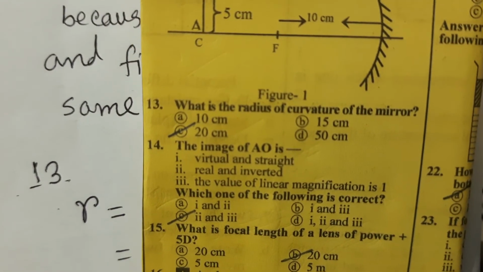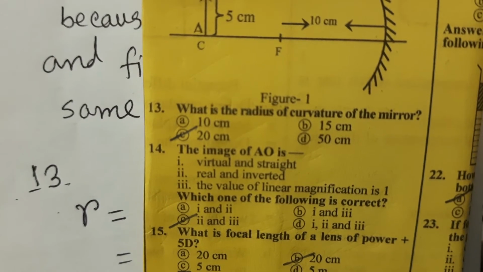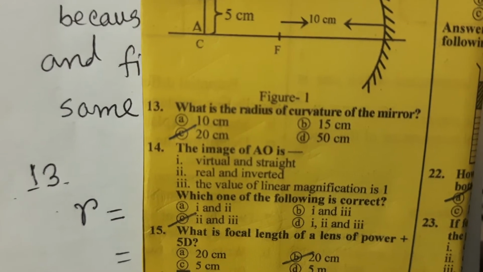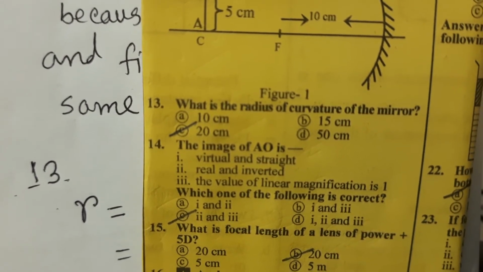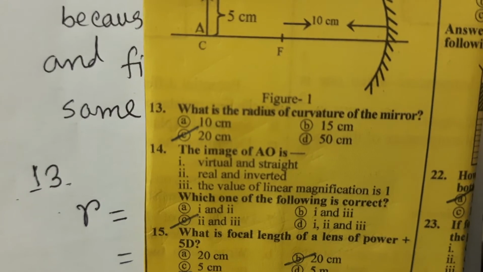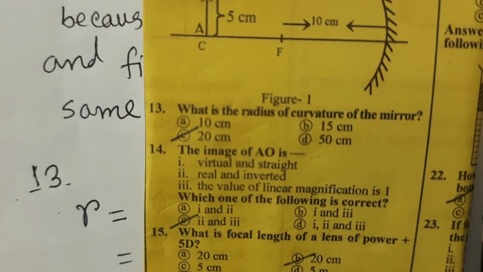So here we have three statements. Statement 1: virtual and straight, wrong. Statement 2: real and inverted, yes. Statement 3: the value of the linear magnification is 1, yes, because the image is the same size as the object. So statements 2 and 3 are correct. So the answer will be C, 2 and 3.